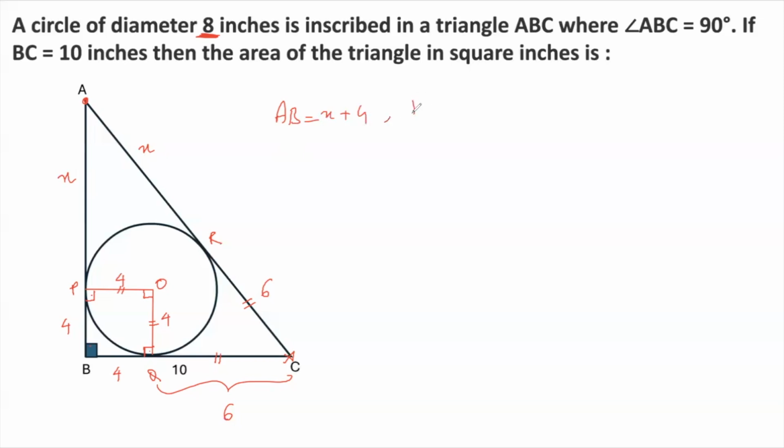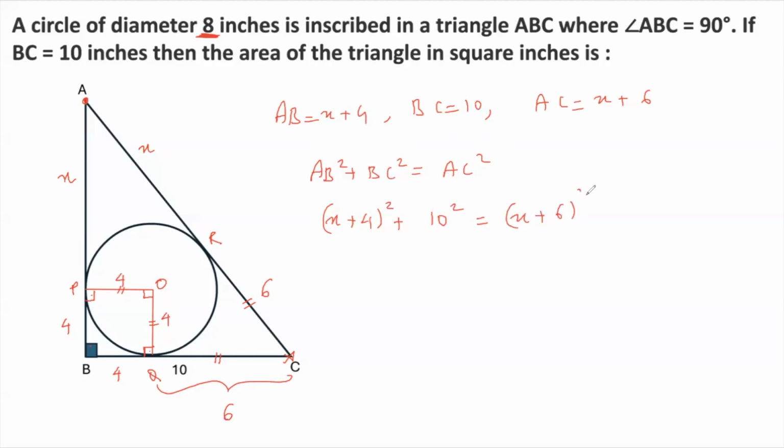Similarly, the side BC is given in the question as 10. And the side AC, the hypotenuse, is actually X plus 6. And now you can use the Pythagoras theorem. AB square plus BC square would be equal to AC square. AB square is X plus 4 the whole square, plus BC square, which is 10 square, equals AC square, that is X plus 6 the whole square. Now you could use the expansion of A plus B the whole square and open both the brackets here. A slightly better way would be to subtract X plus 4 the whole square from both sides. So the left hand side would simply have 10 square remaining.